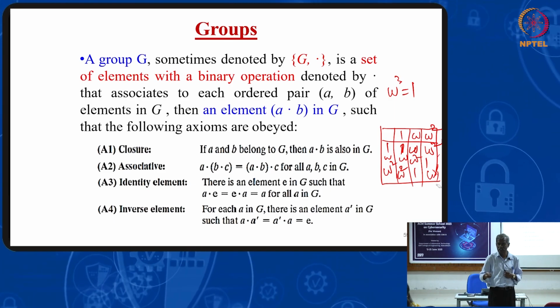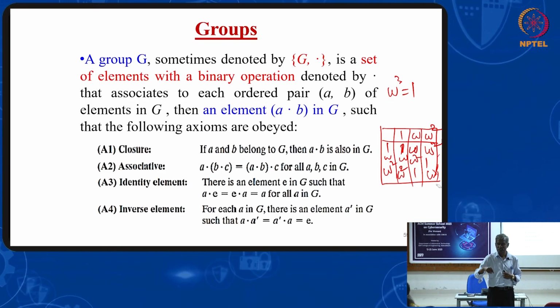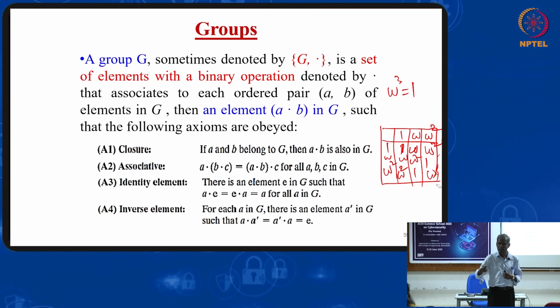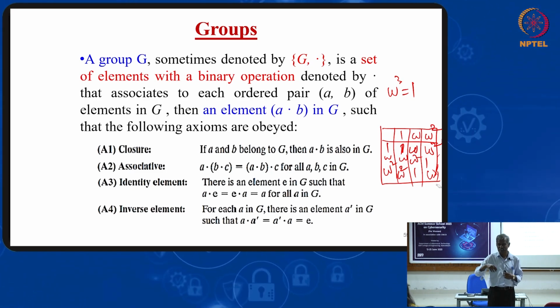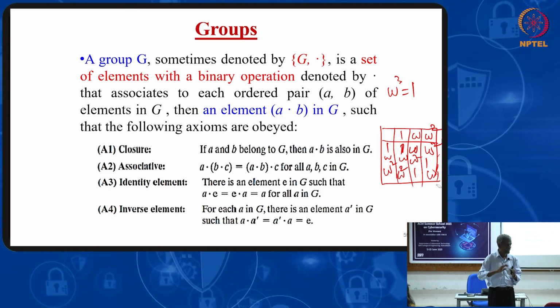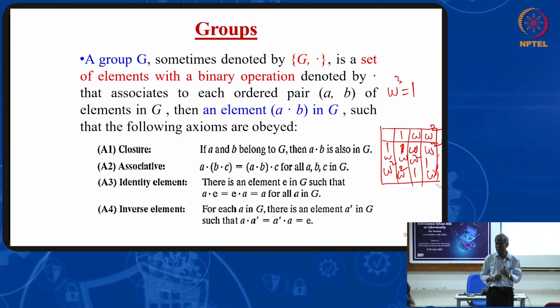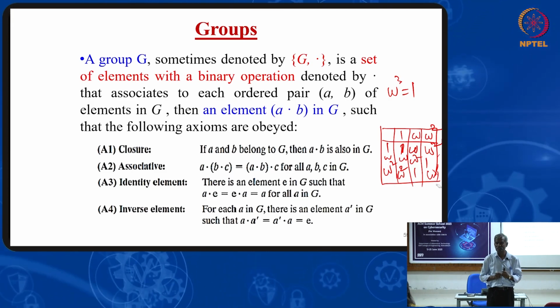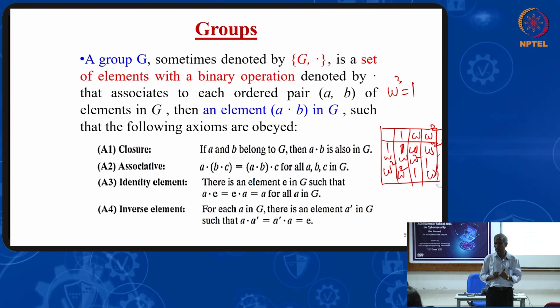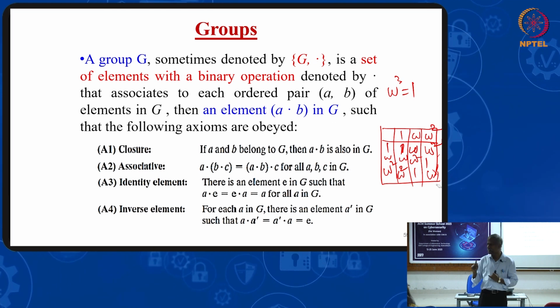Next, the associative property. You take 1 into omega into omega square. It will be equivalent to omega cube, that is equal to 1. So, for the associative property, if you change the bracket or the order of multiplication, it is going to be the same thing. So, it is associative. What is the identity element? If you multiply with something, you will get the same thing. 1 is the identity element.